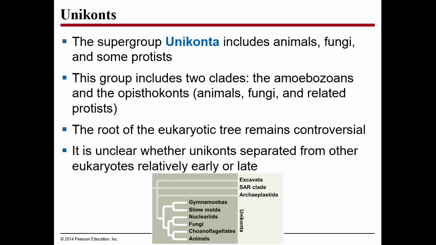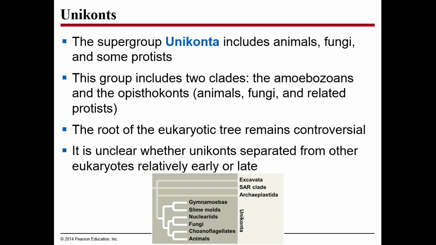Okay, so finally we now arrive at the fourth supergroup, the uniconts, or Uniconta. This group includes the animals, the fungi, as well as many different types of protists. Again, illustrating the important point that the group protist is polyphyletic. Okay, so the two main clades within the uniconts are the amoebozoans and the opisthokonts. Okay, the opisthokonts include animals, fungi, and some related protists. Okay, so clearly the uniconts contain more than one kingdom if animals and fungi are each considered to be their own kingdom.